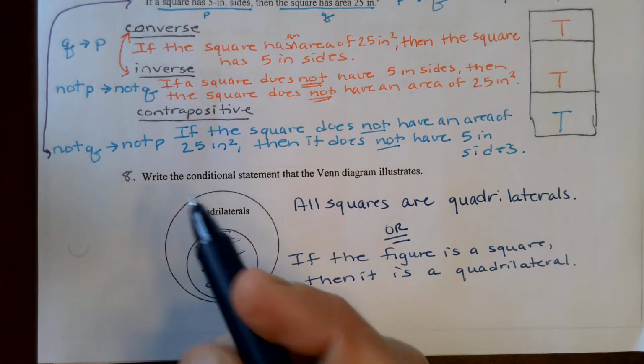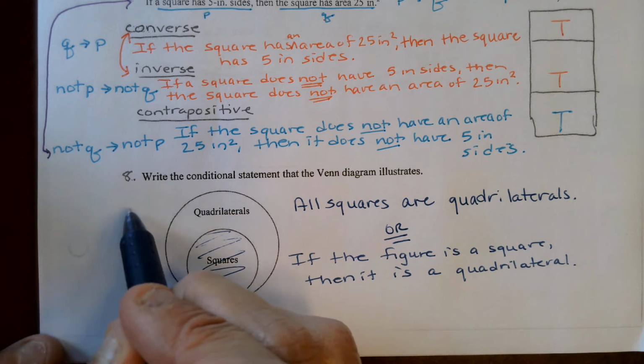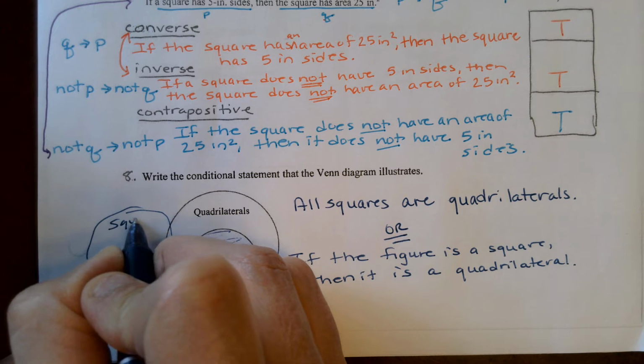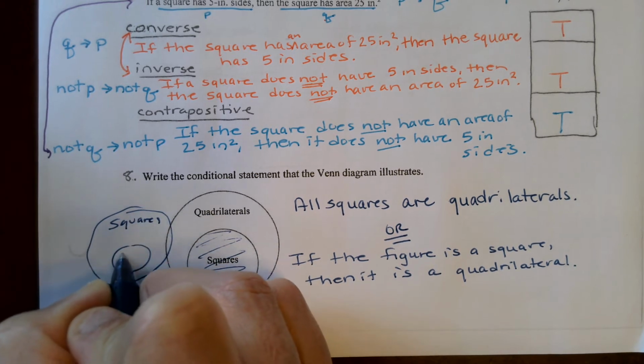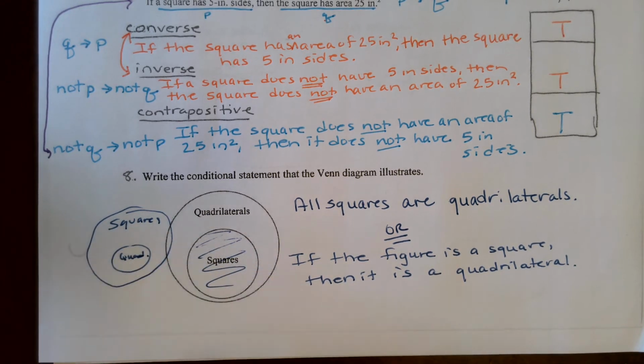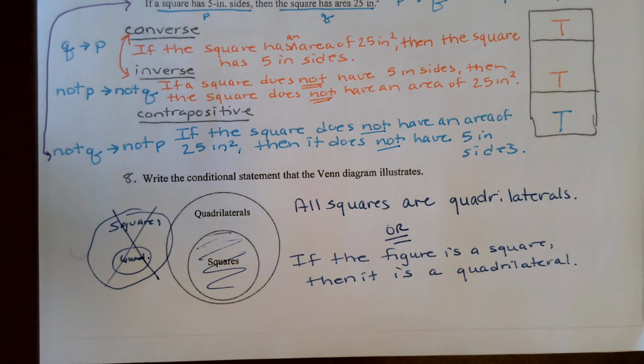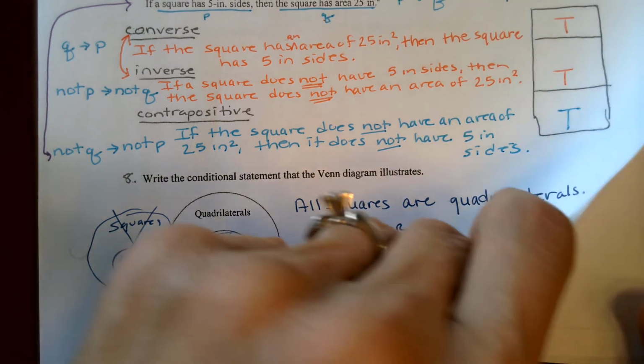Now that wouldn't work the other way, would it? The other way, let's just pretend we had a circle and it was squares and we had a little one quads. Would that work? Are all quadrilaterals squares? No. Nope. That one would not be a true statement. That's how you would say it, but that's not true. All right, onward we go.